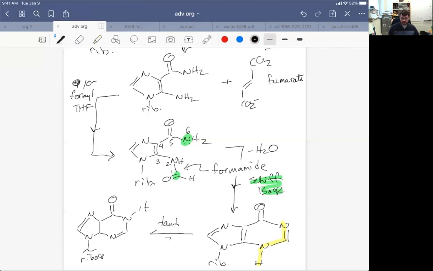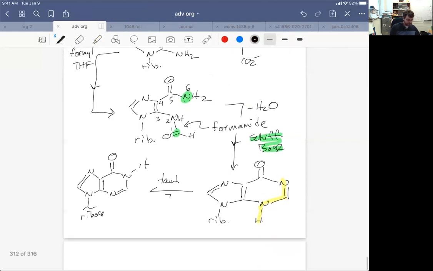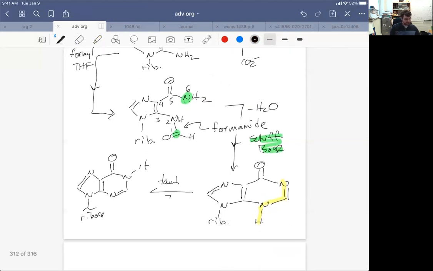But to those of you that have all of the nucleotide structures memorized, you're probably thinking to yourself, this doesn't look like a purine nucleotide that I've seen. And that is indeed the case. This is inosine. And so inosine sets the stage for the formation of our adenosine and our guanosine.